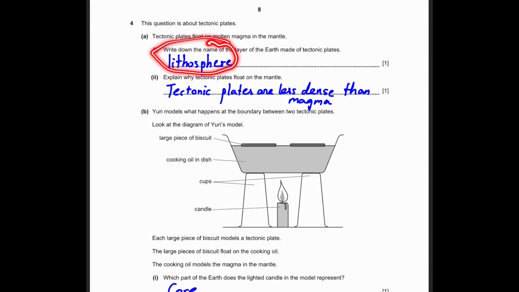Lithosphere is the layer of the crust which is made of tectonic plates. 2. Explain why tectonic plates float on the mantle. Well, it's quite simple. Just think about the word float. How does something float on another? One of them has to be less dense than the other, right? In this case, tectonic plates are less dense than magma, and that magma is present in the mantle. Even if you write less dense than the mantle instead of magma, it's still correct.